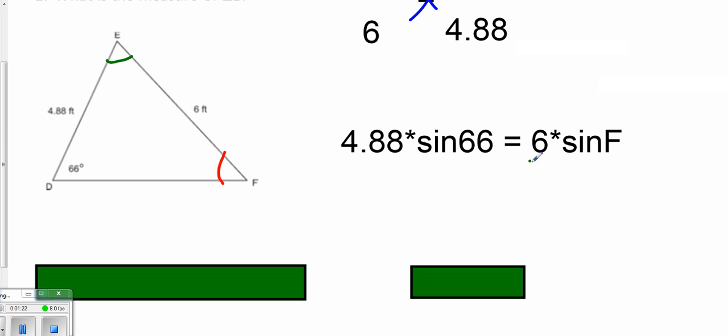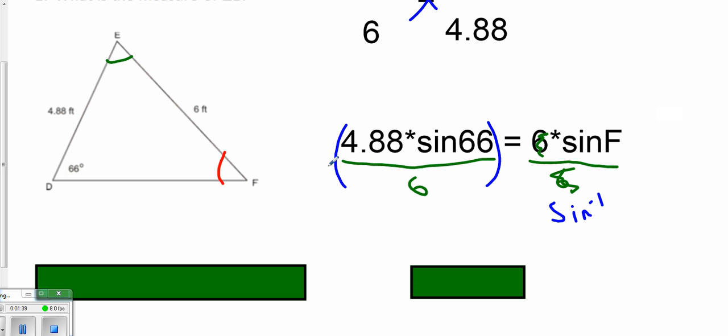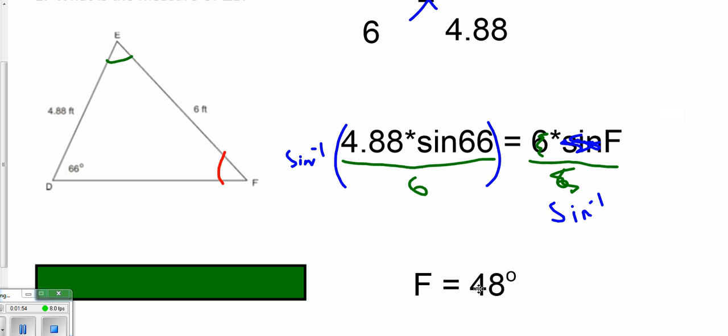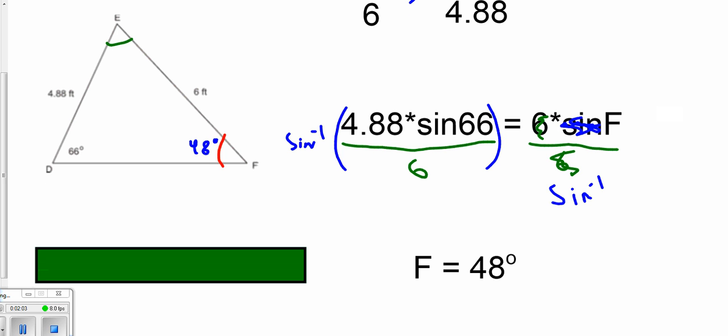Now, like we showed before, divide by 6 on both sides. That's how to get rid of that piece. Then you have to take the sine inverse of both sides. So all of this sine inverse, and we showed you how to do that on the calculator before. So this all together equals F. Type that out on your calculator, and you would get that F equals 48 degrees. So I'm just going to write that in here real quick. 48 degrees. We'll round to the nearest degree for this one.